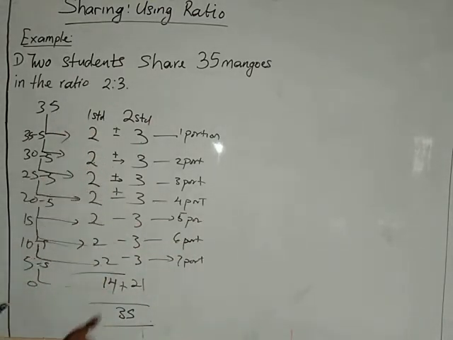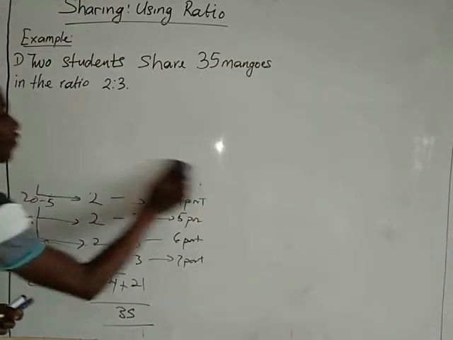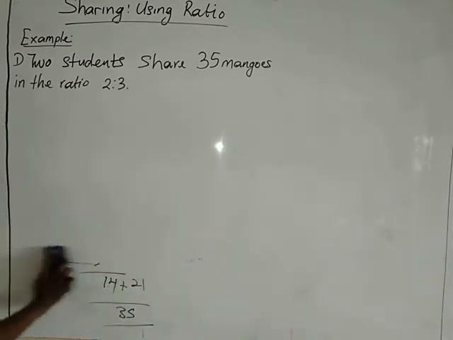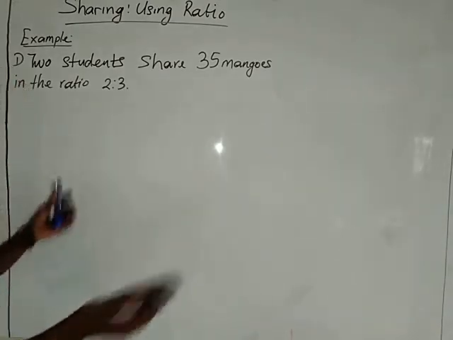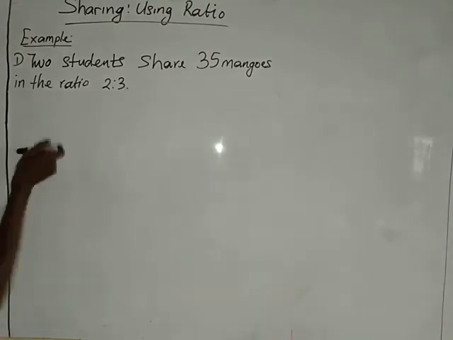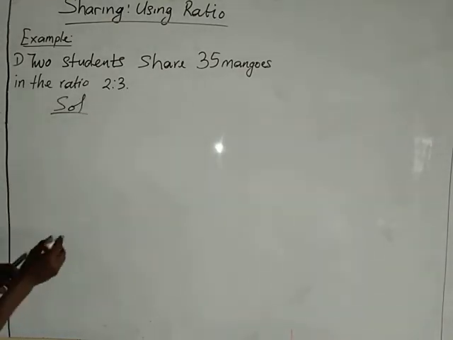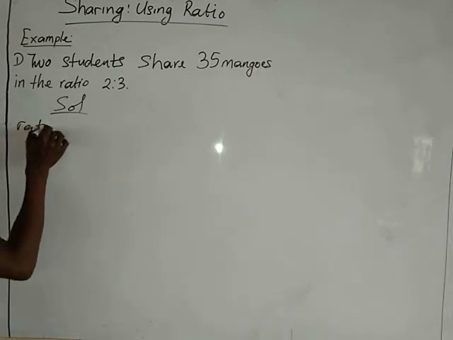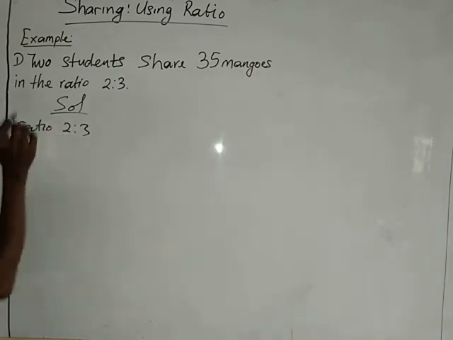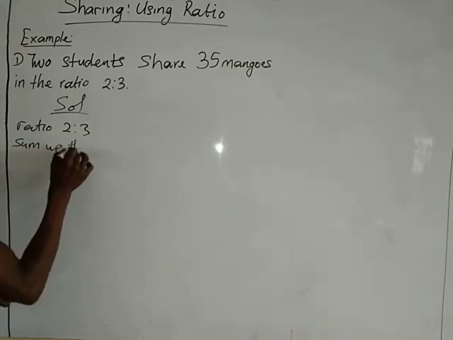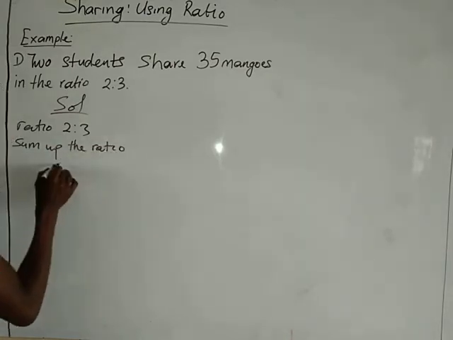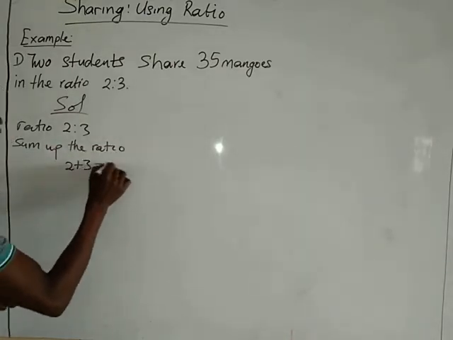But instead of going through this long procedure, we prefer to use a simple method. That is where our calculation involving ratio is coming in. So if I have 35 mangoes and I'm to share them between 2 students, just 2 students, I have the ratio 2 to 3. So first thing I will do, I will sum up the ratio. So I have 2 plus 3 giving me 5.